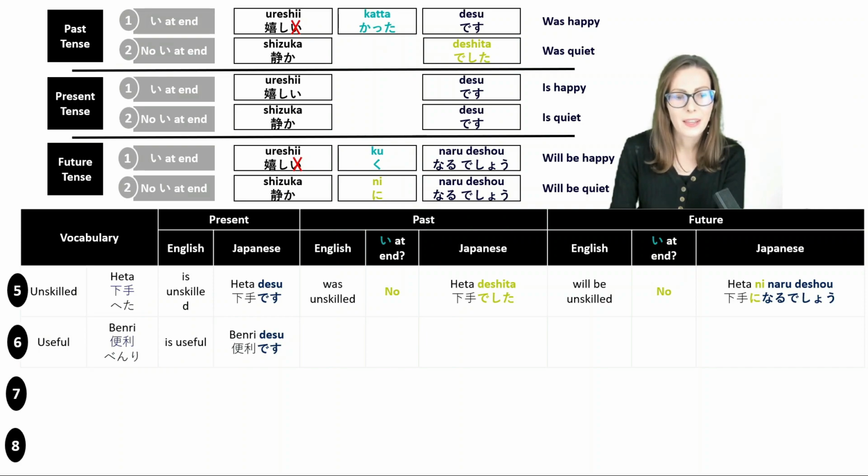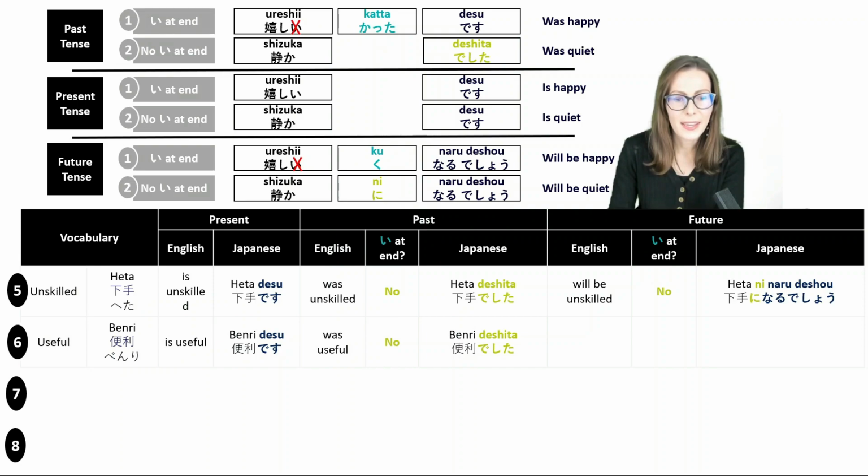Let's see the past. How do you say was useful? Is there a hiragana I at the end? Now careful, hiragana I, not Roman I, okay? As much as there is a Roman I, all we care about is the hiragana I. There is no hiragana I here, okay? Careful. That means we follow pattern number 2, right? So it would be 便利でした, right?